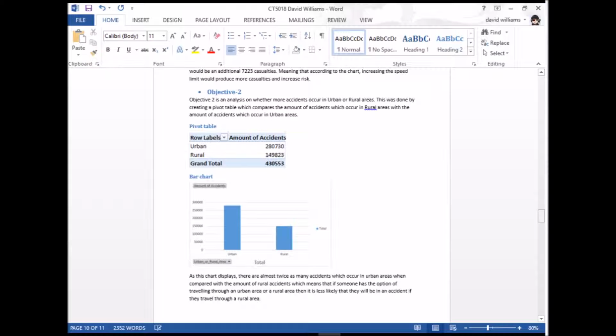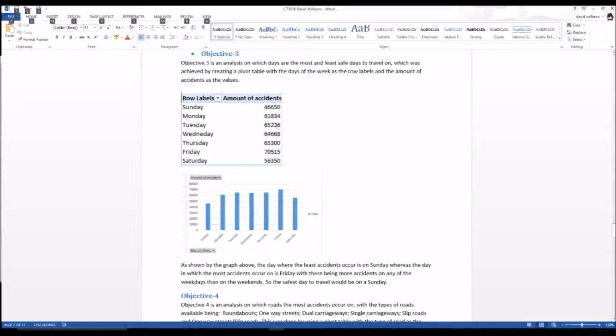The third objective was an analysis on which days accidents occur the most on. This was done by creating a pivot table with the days of the week and the amount of accidents which occurred on each of them. It showed that the least amount of accidents occurred on Sunday, and the most amount of accidents occurred on Friday. So if someone has the option of either travelling on Friday or Sunday, it is much safer on Sunday, based on the fact that there have been 24,000 fewer accidents on a Sunday compared to a Friday in the past 3 years.